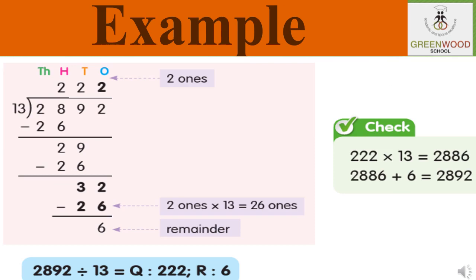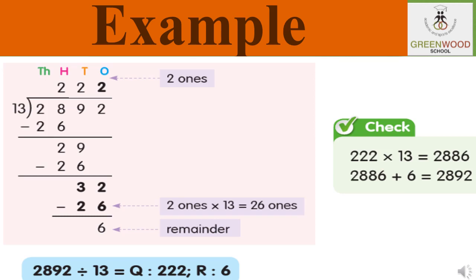2892 divided by 13. First we'll take 2 digits, that is 28. Now 13 ones are 13, 13 twos are 26 and 13 threes are 39. So which number will we take? 13 twos are 26, because 39 becomes a bigger number. Now 28 minus 26 is equal to 2.